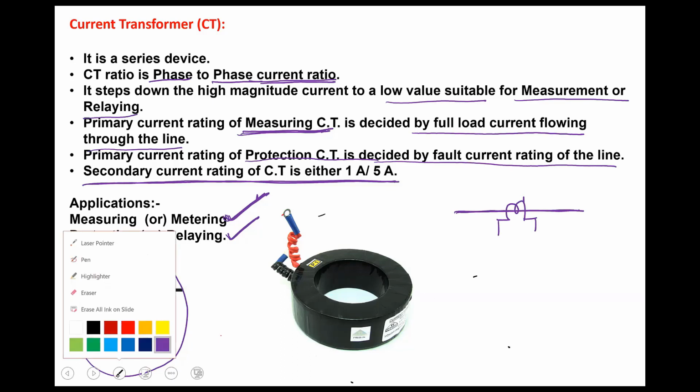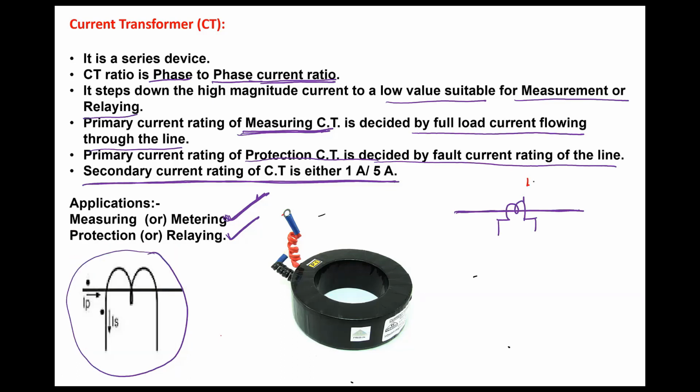Suppose the CT ratio is 400 by 1 ampere. And if the current flowing through this line is, say, 800 ampere, then what will be the current flowing in this CT? So this is connected either to a relay for protection or to an ammeter for measurement. And tell me, what is the current flowing through the secondary? The secondary carries a current of 2 amps, I suppose, sir. 2 ampere. Understand? Secondary carries a current of 2 ampere.